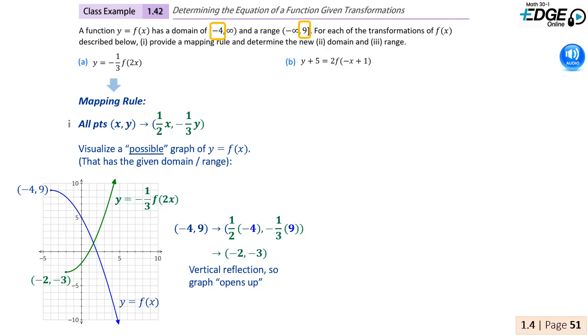This will affect whether our values are minima or maxima when writing the domain and range. So for our domain, the negative 4 that became the negative 2 is still the minimum value of the domain. However, the positive 9 that became a negative 3 has changed from being the maximum value of the range to being the minimum value of the range.